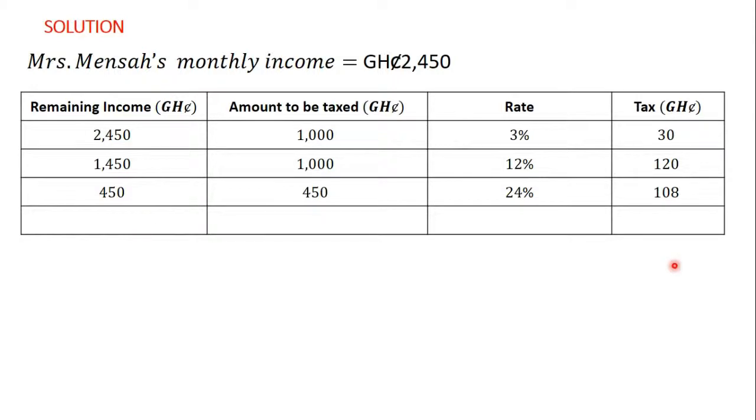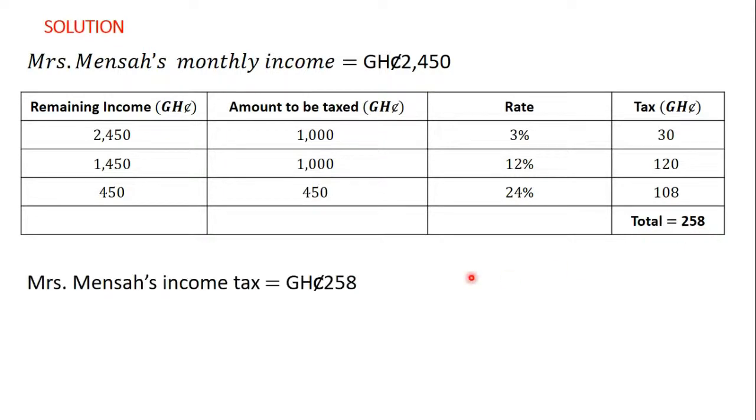That means that if we add what we have under the tax column, we are going to get the monthly income tax. 30 plus 120 plus 108 will give us 258. This means that Mrs. Mensah's monthly income tax is 258 Ghana cedis.